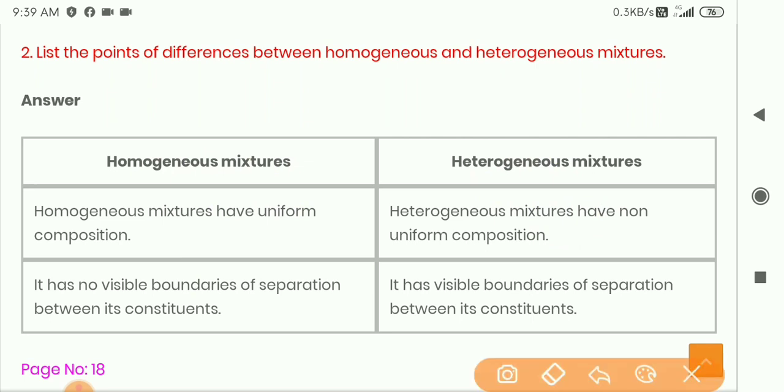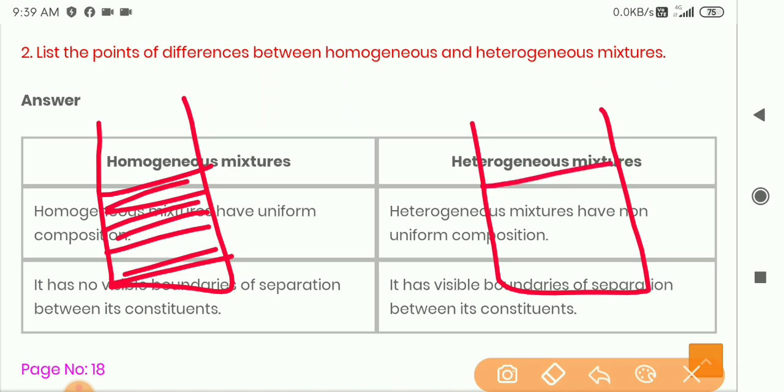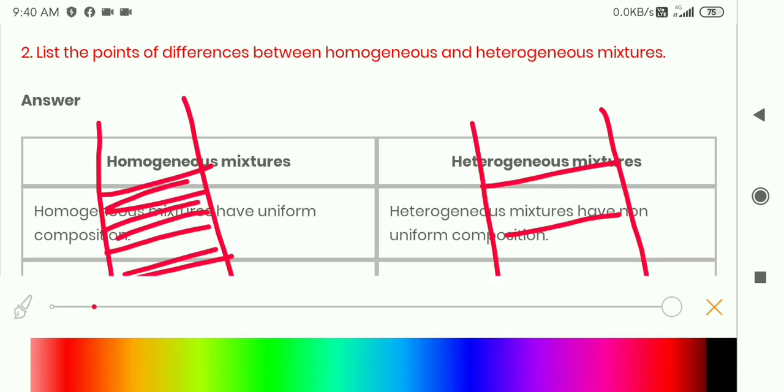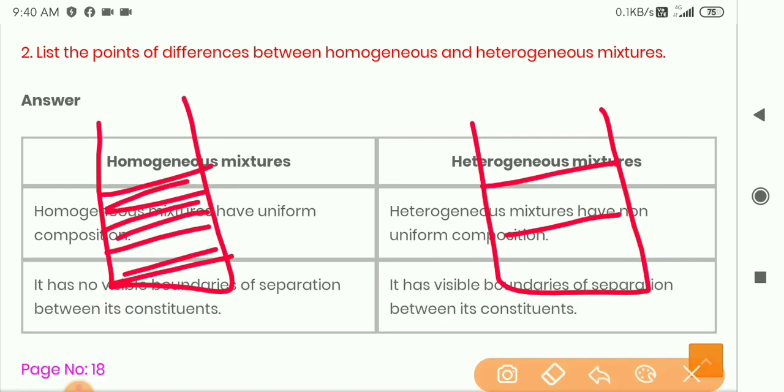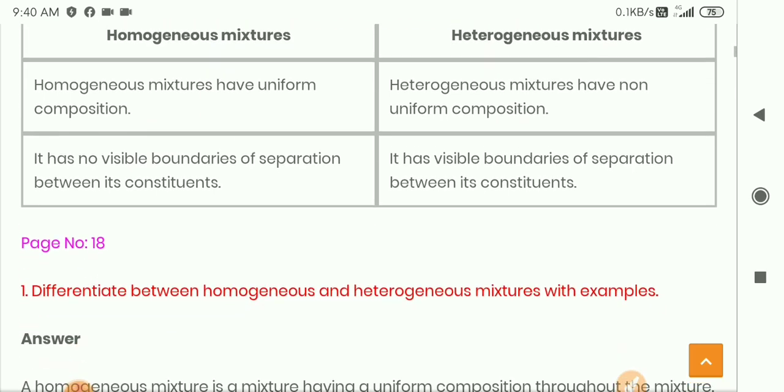The second difference is that a homogeneous mixture has no visible boundaries of separation between the constituents. If there is a mixture, there is a single layer, no visible boundaries. The entire solution is red only. But in the heterogeneous one there are visible boundaries, like suppose this is one solution and it is separated from the other by this boundary. These two layers clearly indicate that there are two solutions, so clear boundaries are visible here. This is question number 2 on page number 15. Page number 18 has some questions.